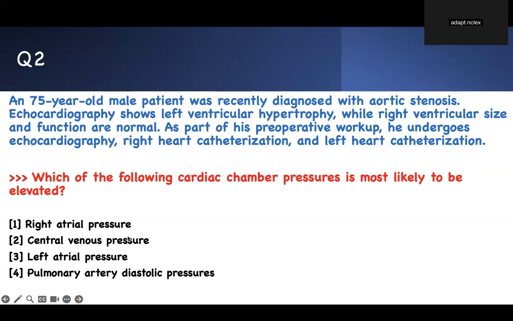So what's next? Same strategy. Read it from the back. Figure out what is going on. Make a diagnosis and fix the problem, right? Which of the following cardiac chamber pressures is most likely to be elevated? Most likely to increase. A 75-year-old male patient was recently diagnosed with what? Aortic stenosis.